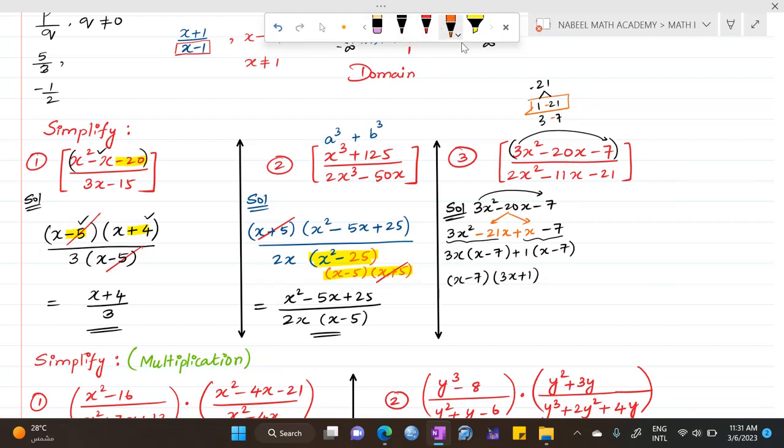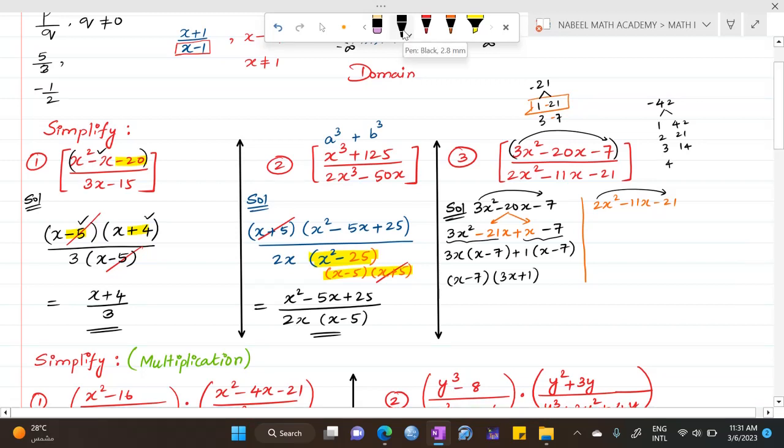Let us go with the denominator. So what is the denominator you have? It is 2x squared minus 11x minus 21. So when you multiply these two parts, you will get minus 42. So what is minus 42? You have 1 into 42, 2 into 21, 3 into 14, then 4 is not possible, 5, 6 is 36, 7 times.